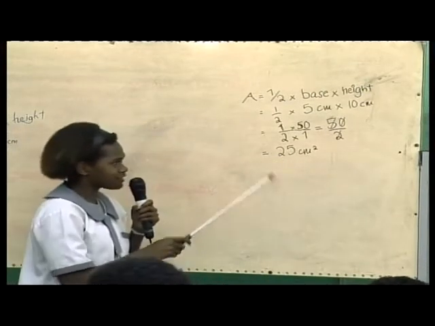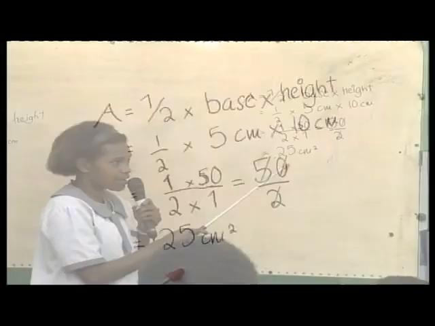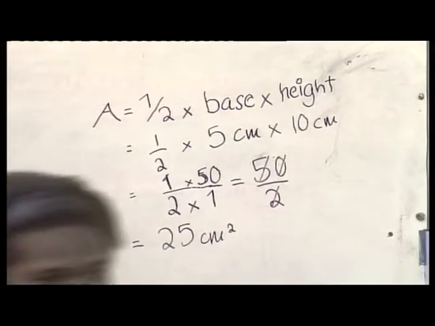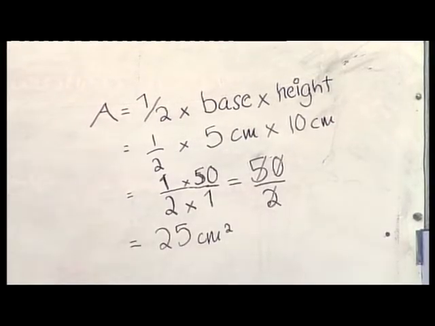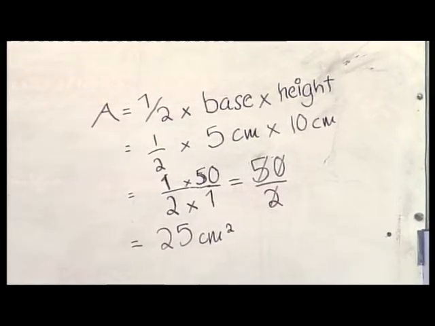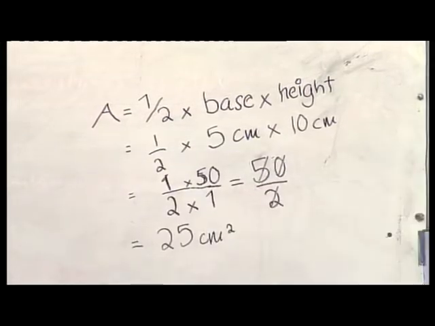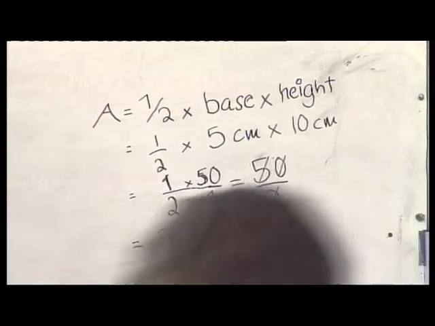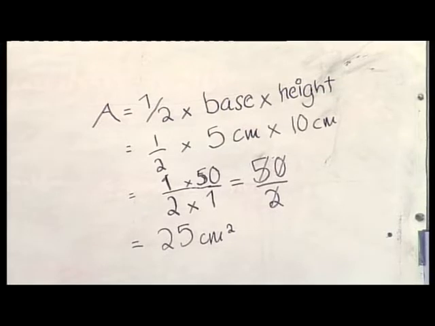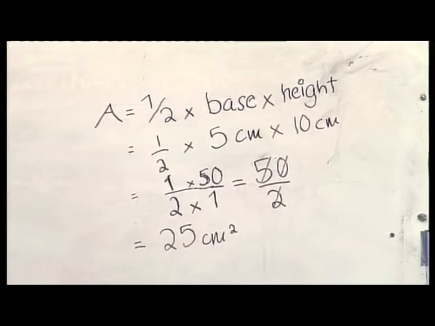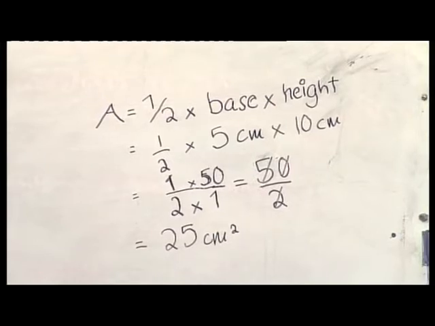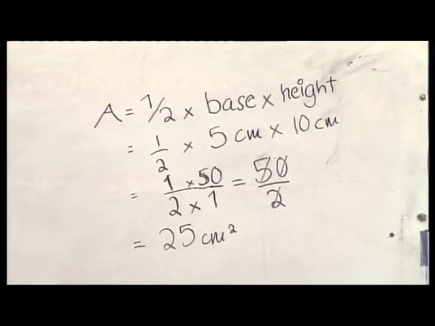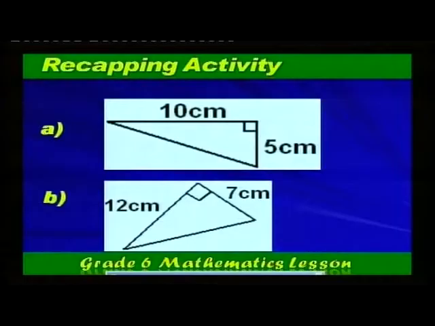Come again? My answer was 25 cubic centimeter. Cubic centimeter, class? 25 square centimeter. Okay, very good. We are talking about area, so it is supposed to be 25 square centimeter. Thank you very much, Lorraine. If you have the same working out and the same answer as what Lorraine has for us on the whiteboard, well done. Let's go on to exercise 1B.